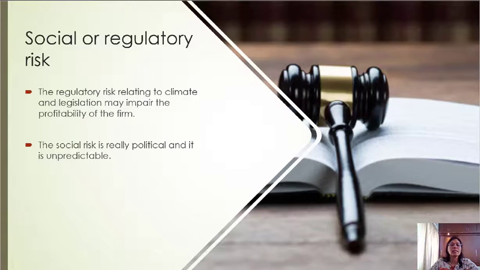The social risk is really political and it is unpredictable. But under a system of representative government based on increasing government intervention in business affairs, no industry can expect to remain exempt from it. So these are the risks prevailing in the social circumstances in the society.